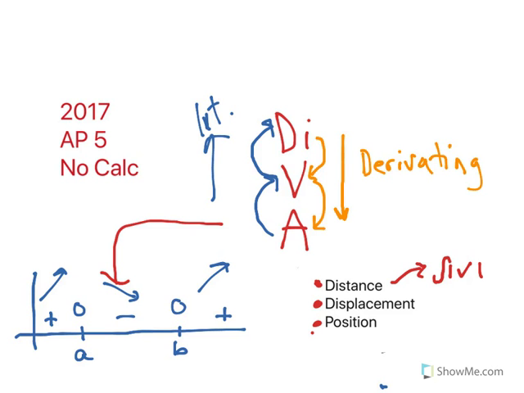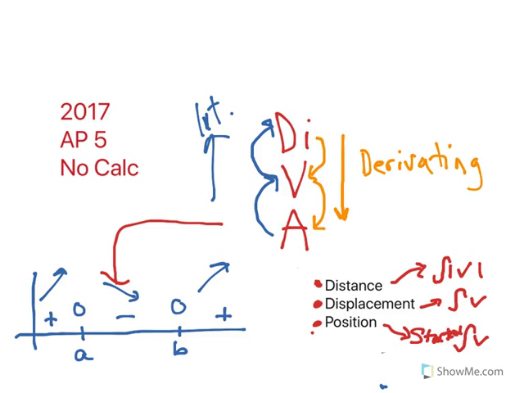Displacement is how far you've gone, and that includes positive velocities. When you integrate, positive distance adds on, negative distance subtracts, so you end up with the integral of v. And then the third thing is position. Position is how far you've moved, which is your displacement, plus where you started.